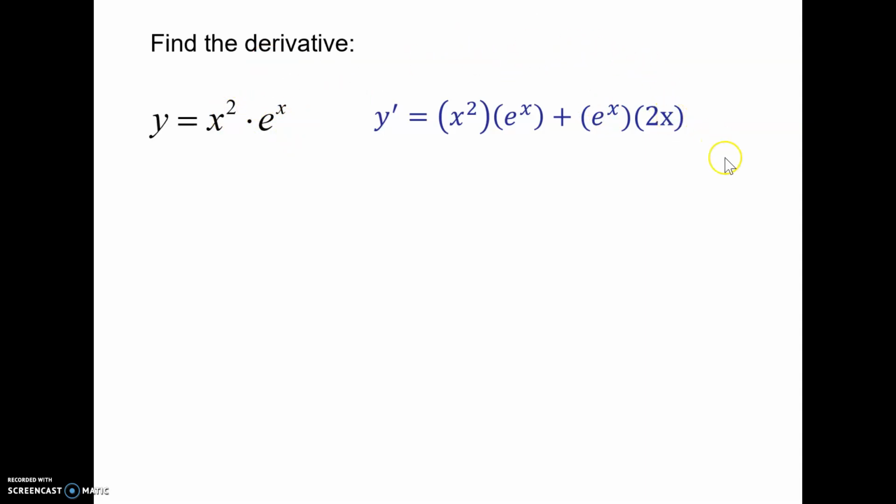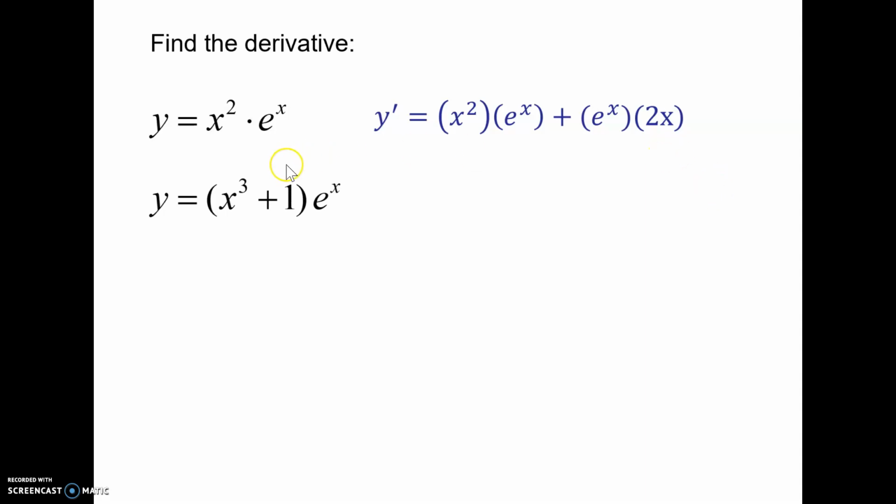Now, I didn't simplify this at all. We could leave it just like this. WebAssign will actually take this as a correct answer. We could, if we wanted to, take out a common GCF here and simplify it a little bit. But for right now, let's just apply the rule. Let's try another one.